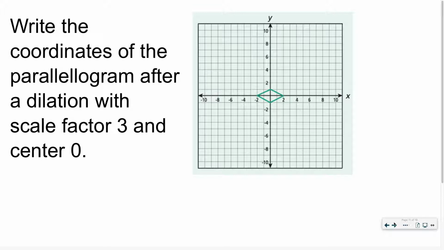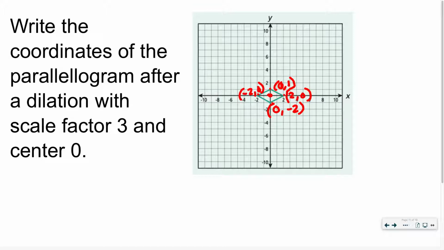So what would I get if I wanted to dilate this parallelogram with a dilation and a scale factor of 3? So if the center is here, let's identify the coordinates. This coordinate here is 2, 0. X is 2, y is 0. The coordinate here is X is 0, y is 1. This coordinate, X is -2, y is 0. And this coordinate, X is 0, y is -2. If I wanted to dilate this by a scale factor of 3, what should I do to every coordinate?